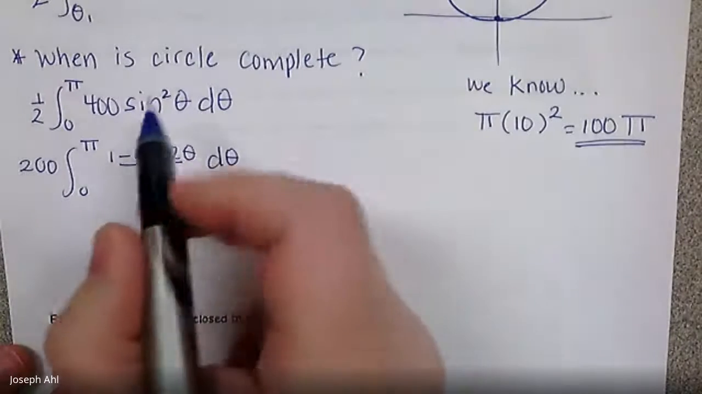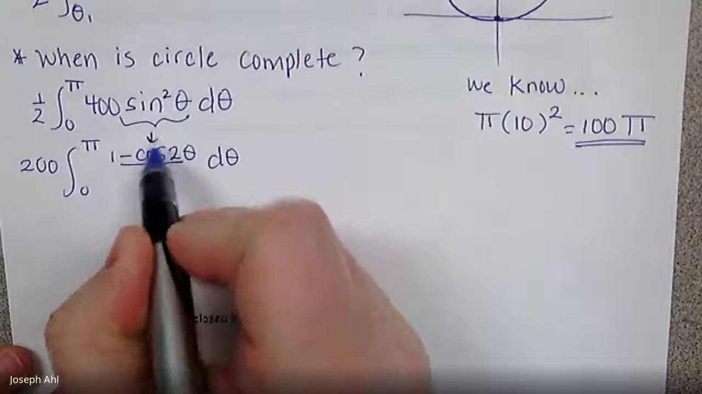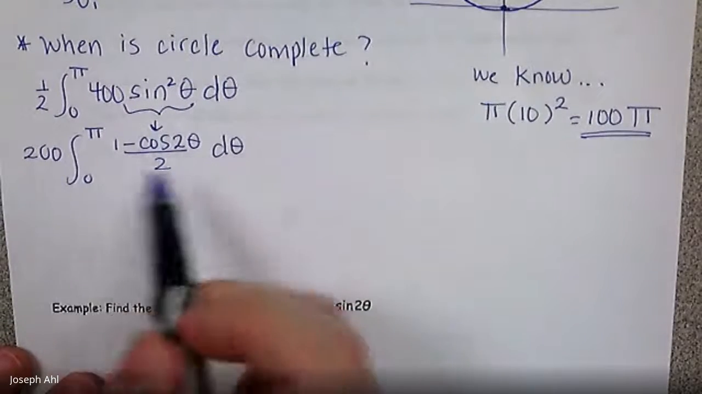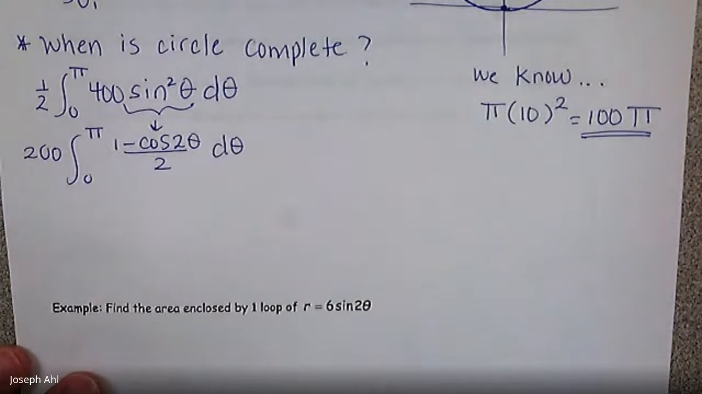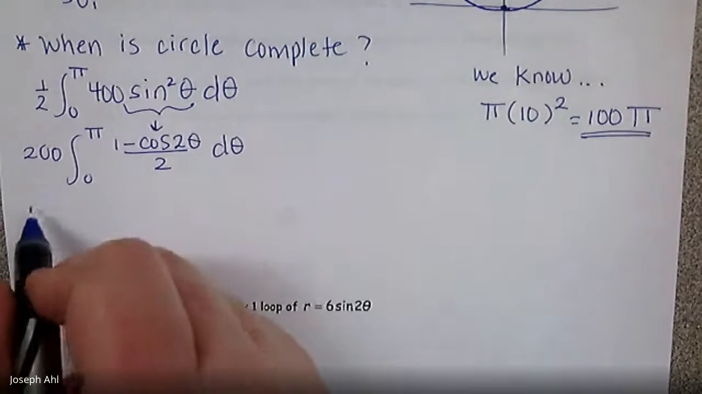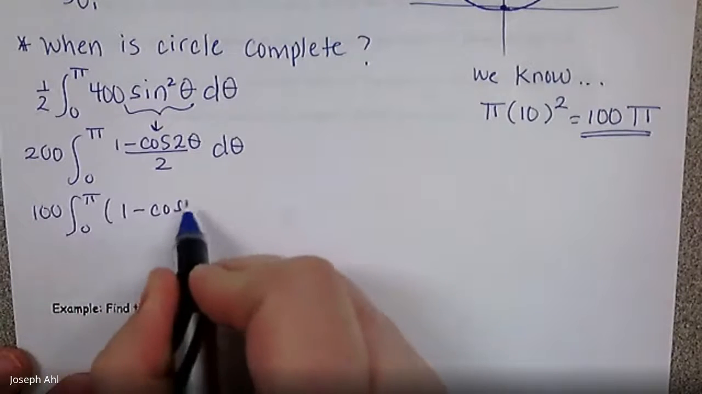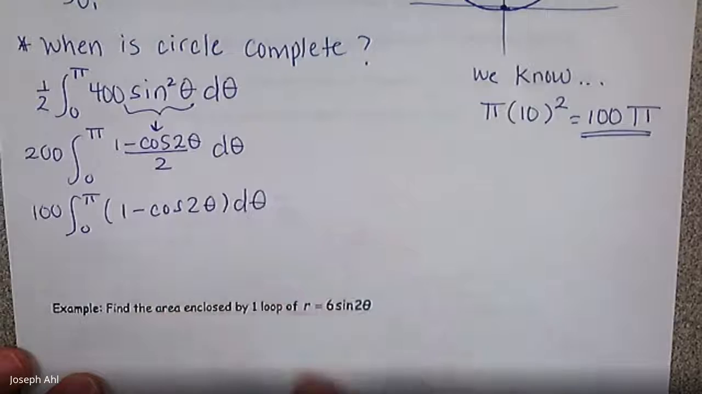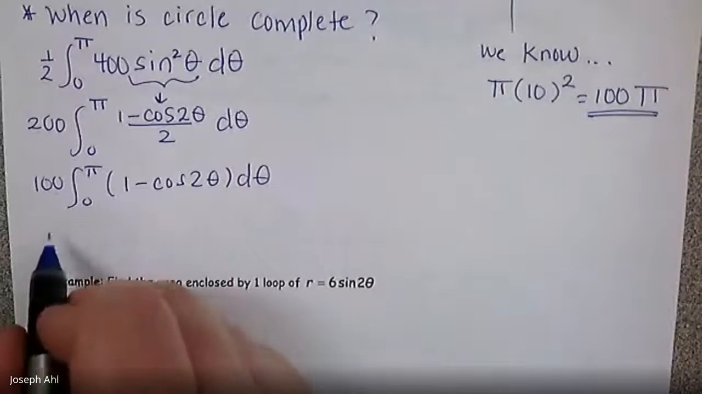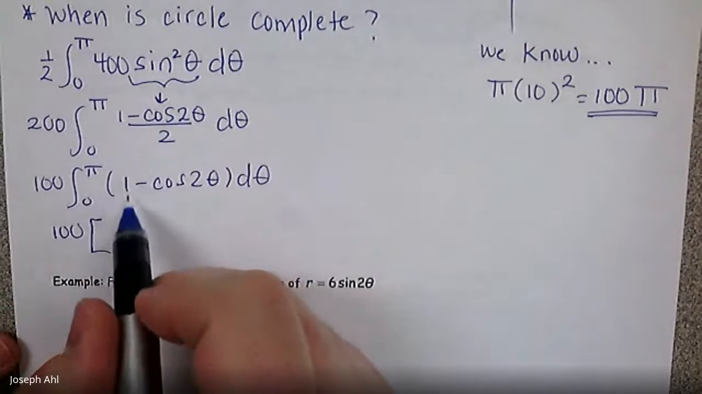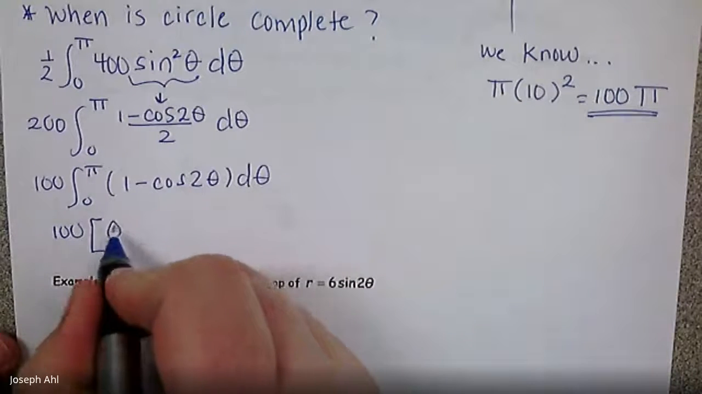So if we make that substitution for sine squared, I can now do a few different things. I can actually pull the 1/2 out front and just integrate 1 minus cos 2 theta. So that might make my life a little bit easier. So I'll just do 100, 0 to pi, 1 minus cos 2 theta d theta. And let's go ahead and find the antiderivative at this point. So it's 100 times the integral of 1 d theta would just be theta.